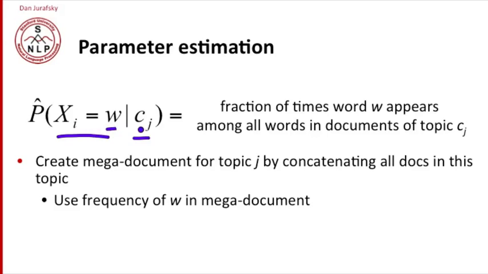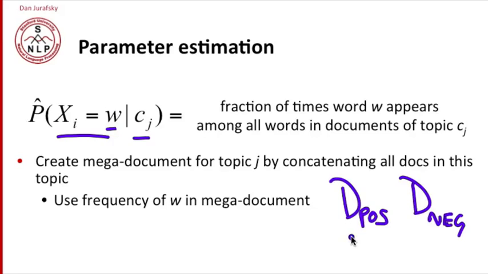In other words, we're creating a kind of meta document for a topic. We're going to concatenate every document that has that particular topic or class. So let's say we're doing sentiment analysis. We'll take all of the positive documents, concatenate them together, and create a big meta document called document pos. And we'll create a big meta document called document neg. So two big documents. And now we just count in each of those documents how often a particular word occurs and divide it by the total number of words. And that's our likelihood, our probability of a word given a class. So it's the frequency of the word in this meta document.